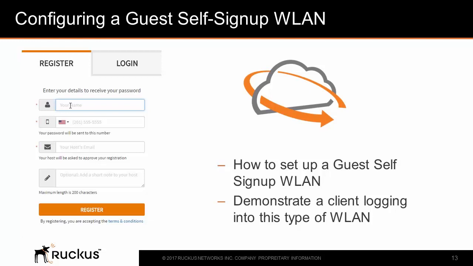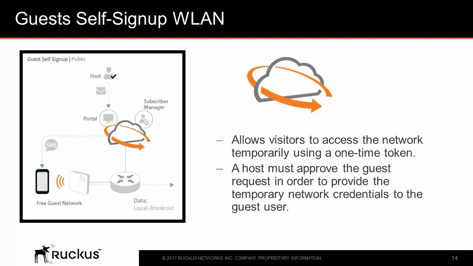In this video, I'll demonstrate how to set up a Guest Self Signup wireless LAN and demonstrate a client logging into this type of network. This type of wireless LAN allows visitors to access the network temporarily using a one-time token. A host must approve the guest request in order to provide the temporary network credentials to the guest user.